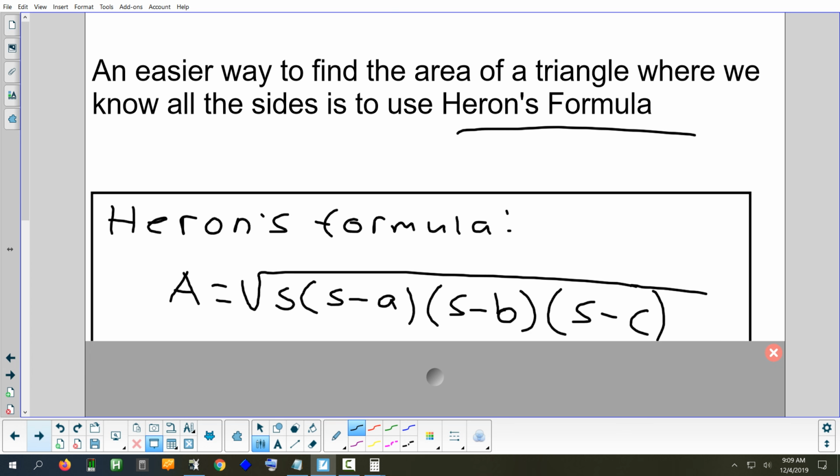So it says that the formula is the square root of s times s minus every side. S minus a, s minus b, s minus c. Okay, so you got to do s minus every side. So we know a, b, and c are the sides. What about s? Anyone have a guess what that is? It's not obvious.